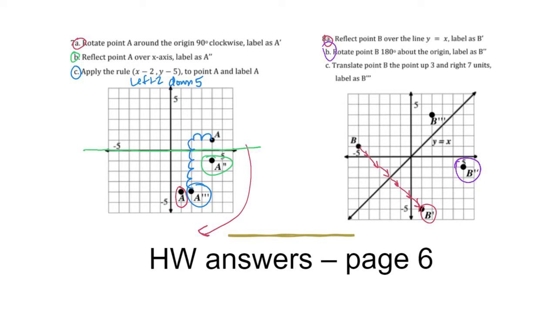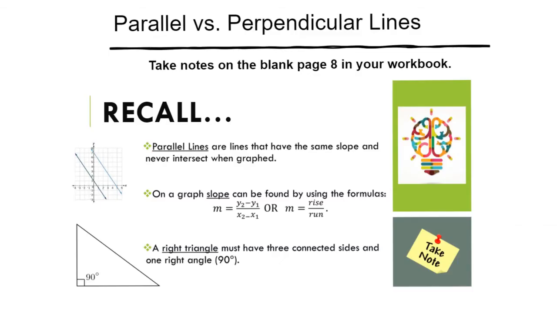And then C says translate it up 3 and right 7. So we want to go up 3, 1, 2, 3, and right 7. 1, 2, 3, 4, 5, 6, 7. And then that gives us B prime. Hopefully these make a decent amount of sense to you. We are going to work on this more in class tomorrow.